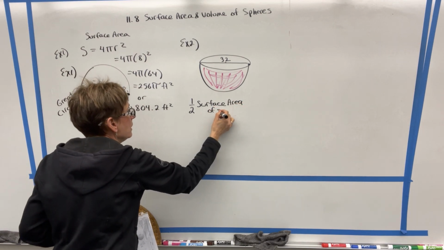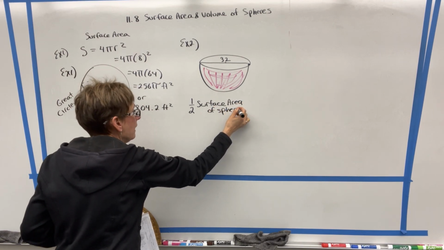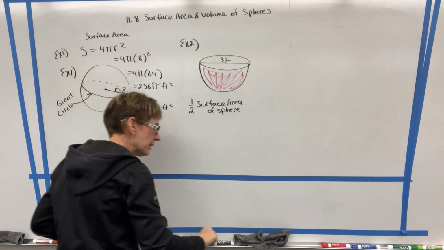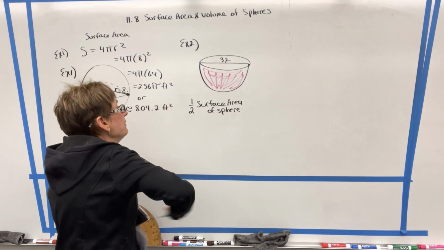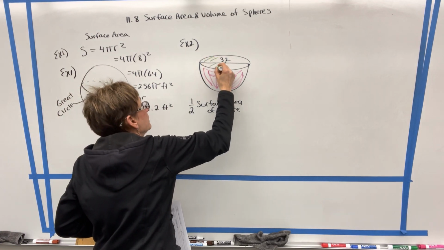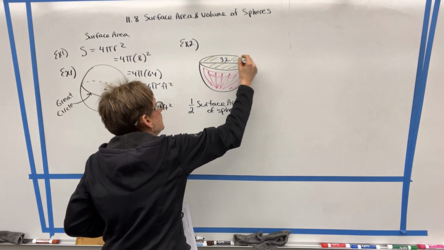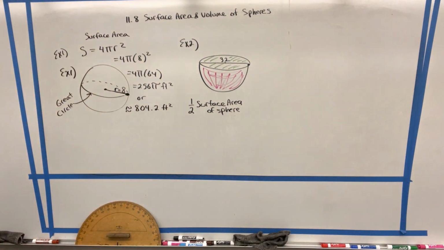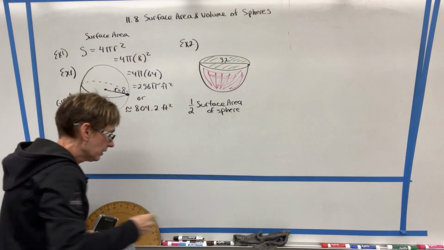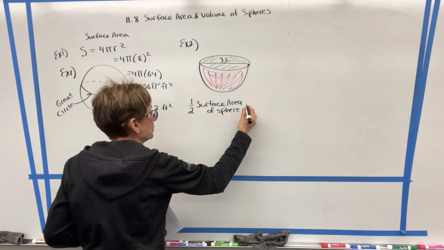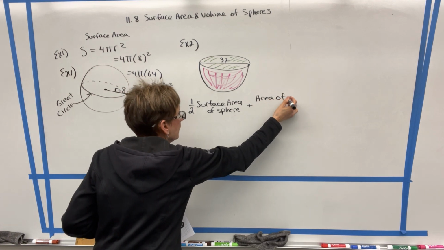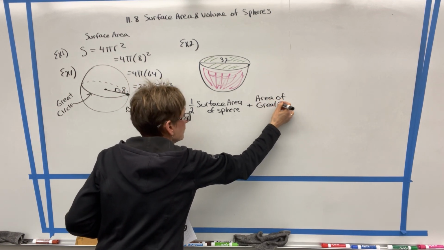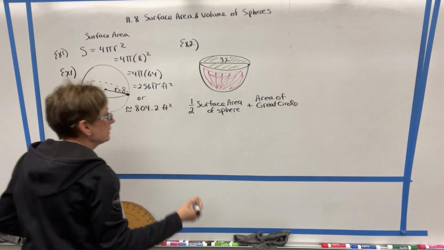of a sphere, but you're also going to have, and let me use a different color here, maybe a light green, the area of the great circle here that you would need to add to that. So you can't just take the regular surface area formula and cut it in half. So we need to take half the surface area of the sphere and add it to the area of the great circle.